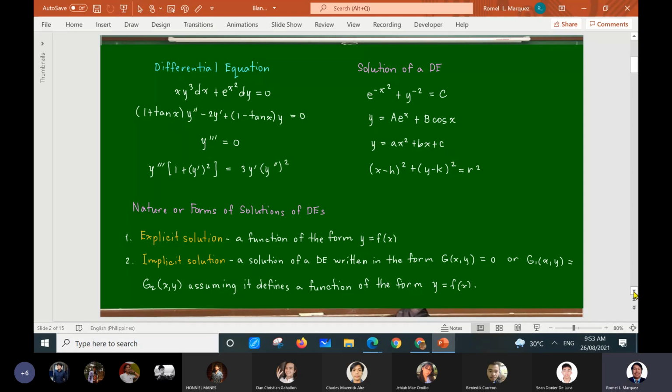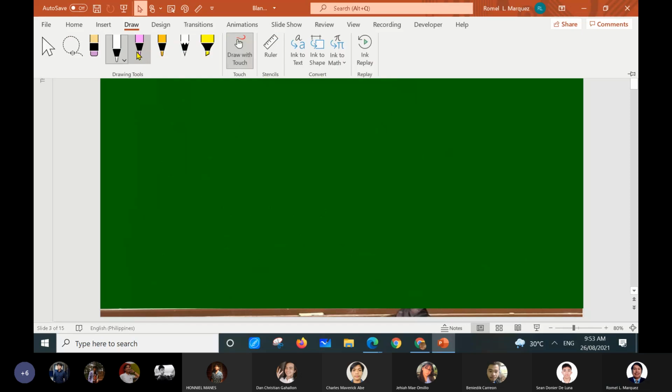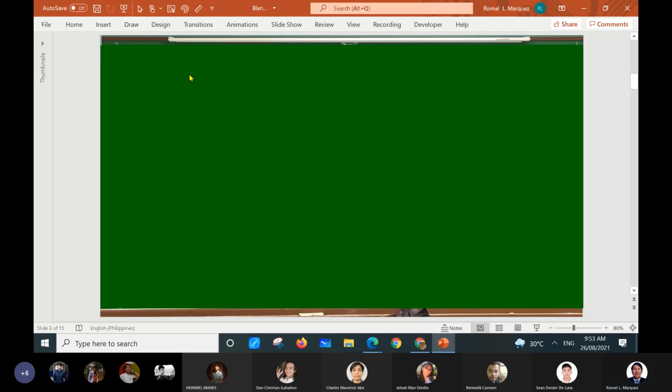So let us have particular examples. So we have explicit solutions here, and implicit solutions under this column. So what are some examples of explicit solutions of differential equations?